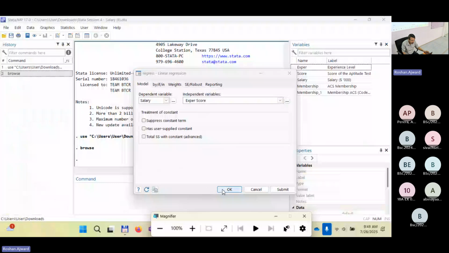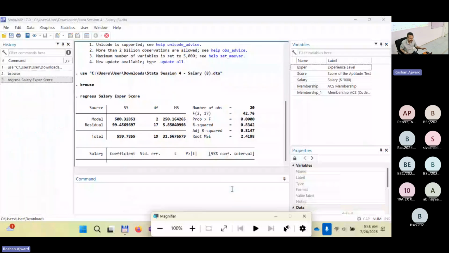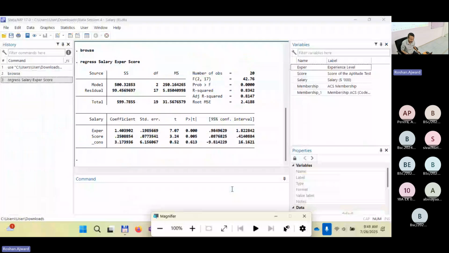Shall I press OK? It's OK. Just select this and press OK. Yes, it's OK to press OK. So I will press OK. Then comes a nice regression output, which I'll be explaining to you one by one. Not all are important, but I'm going to take the important parts and explain them.